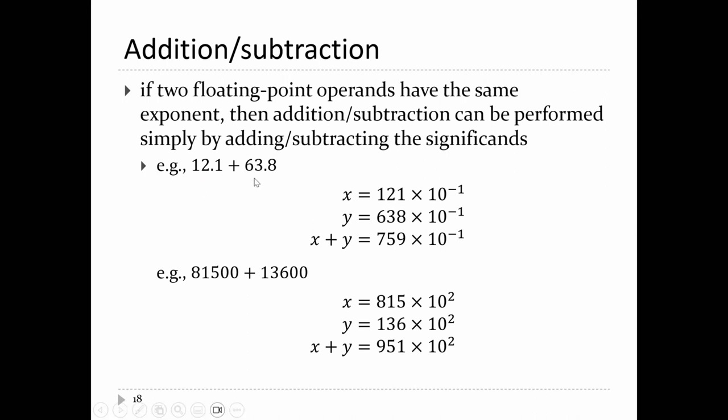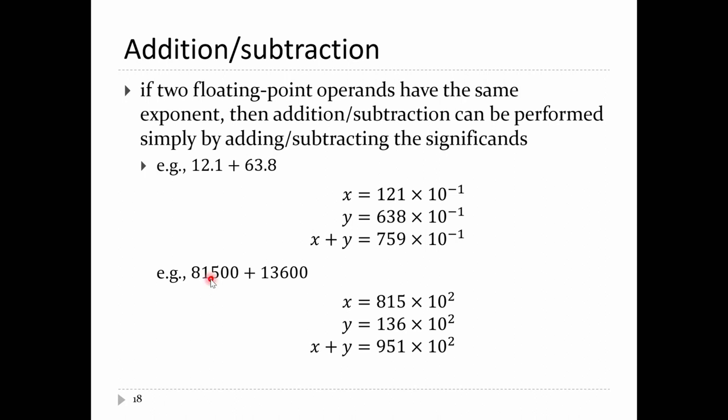So 12.1 and 63.8, we can write these out in our floating point representation. They're just 121 times 10 to the minus 1, and 638 times 10 to the minus 1. Here the exponents match. That's the important thing. Whenever we're summing two numbers, we want to make sure that these two exponents are the same. So you go ahead and add them, you get 759 times 10 to the minus 1, or 75.9, which is the exact result in this case.